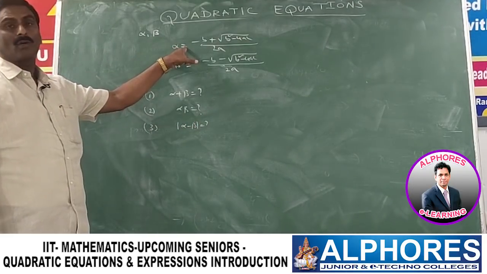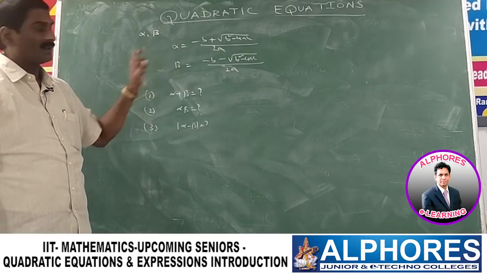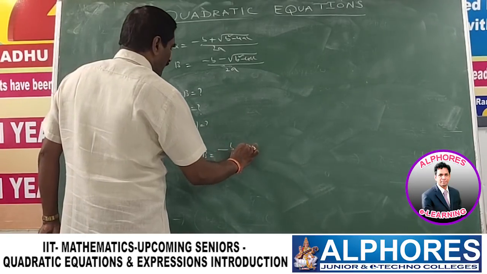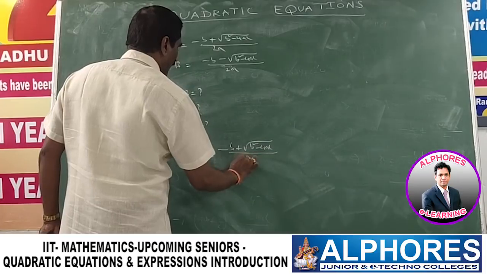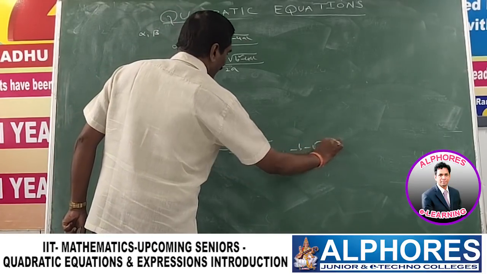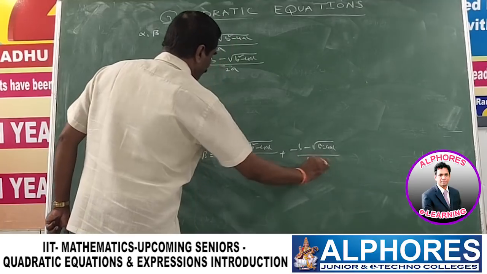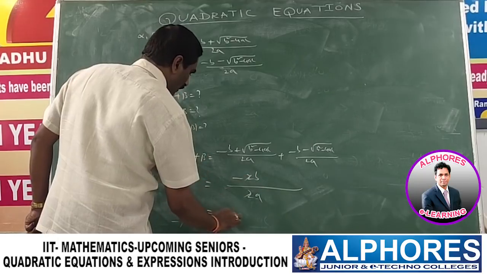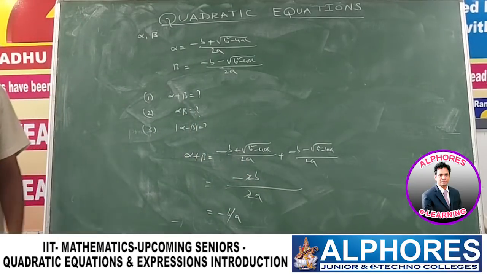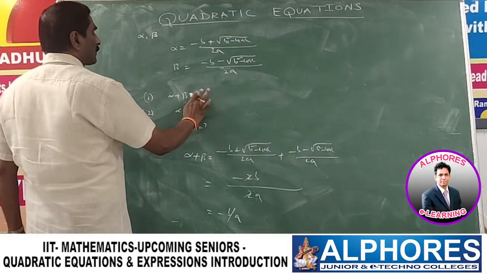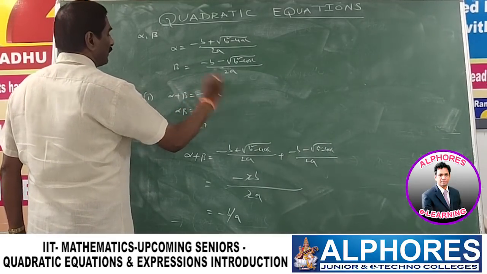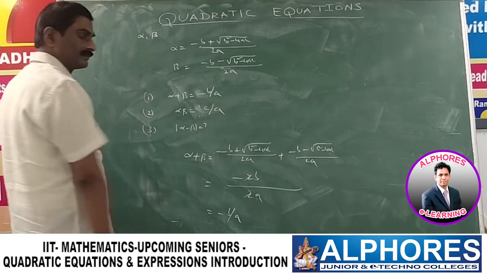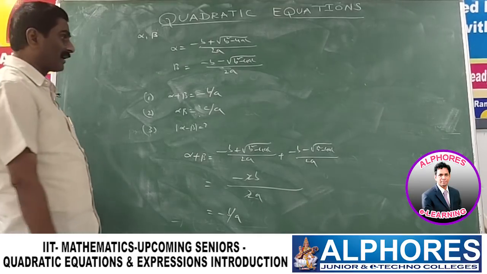Already we know the roots of the quadratic equation, alpha and beta. Now alpha plus beta is equal to minus b plus root over b square minus 4ac by 2a plus minus b minus root over b square minus 4ac by 2a. So we get minus 2b by 2a, that is equal to minus b by a. That means the sum of the roots alpha plus beta is equal to minus b by a. Similarly, the product of the roots is equal to c by a.